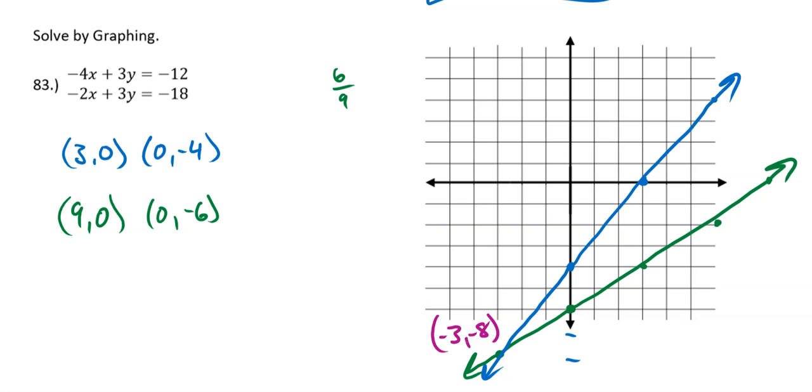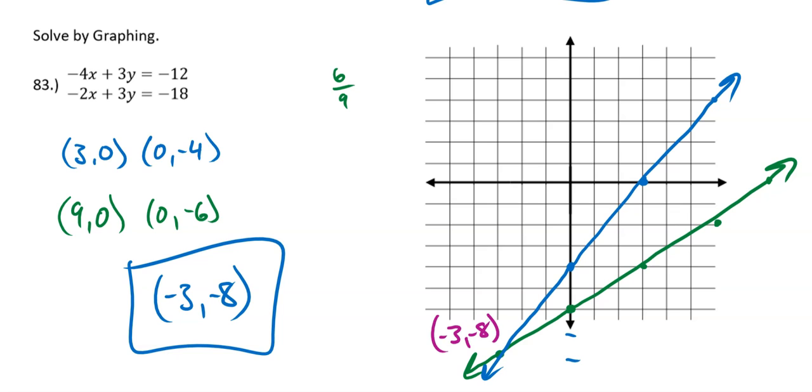So for this one, the solution is negative 3, negative 8, okay? And you just leave it as an ordered pair like that. It's telling you that x equals negative 3, y equals negative 8, okay?